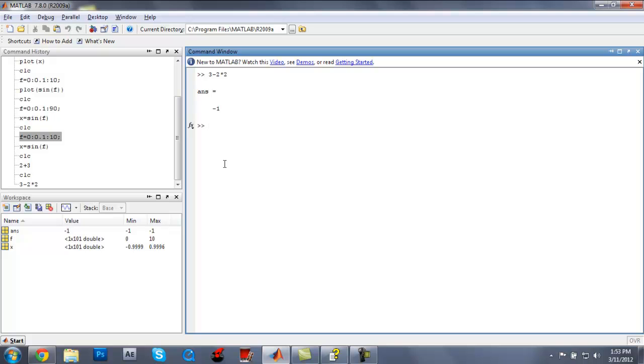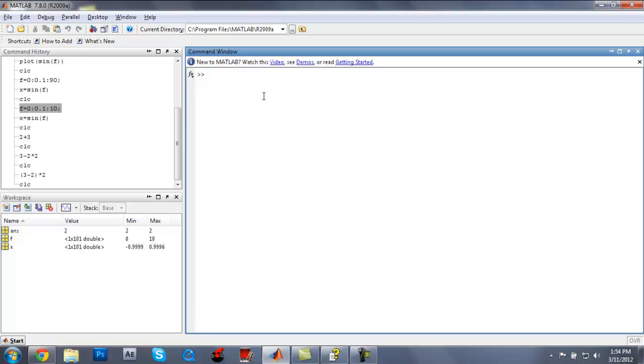This follows the BODMAS rule, so it multiplies 2 into 2 first, 2 into 2 is 4, and 3 minus 4 is -1. So we get our answer. If we want to subtract 2 from 3 first, so 3 minus 2, we have to put it in brackets, then multiply the answer by 2. Just hit enter. It gives 3 minus 2 is 1, 1 into 2 is 2.